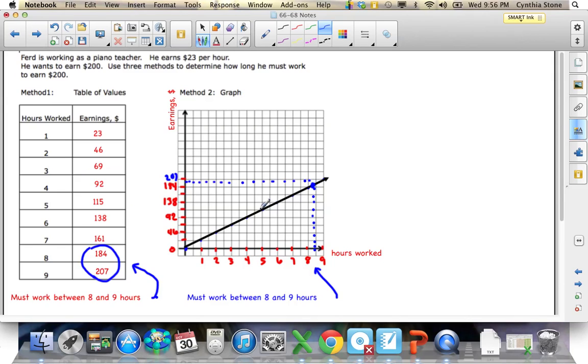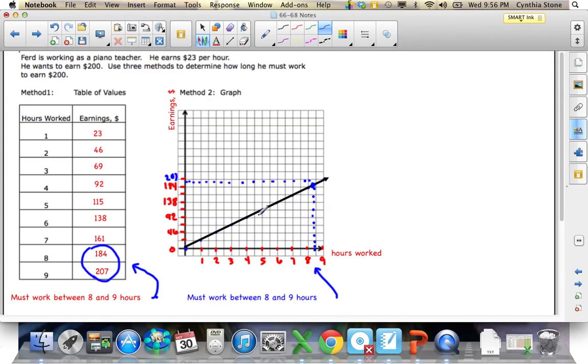And I made a straight line, not a dotted line, because he can work 4.5 hours. He can work 6.72 hours. He can work something in the middle. It doesn't have to be 1 or 2 or 3. And that's why it's a straight line, not a dotted line.